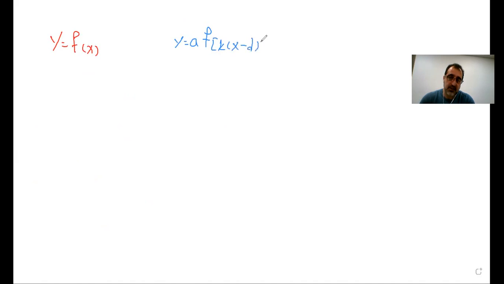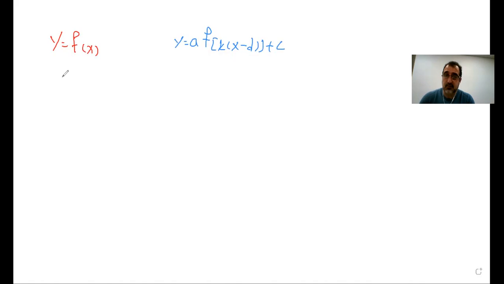When we deal with transformation, usually we have two functions. We have a parent function, y equals f(x), and also we would have a transformed function. The general form for a transformed function is y equals a f(k(x minus d)) plus c. All we need to know as a grade 11 or grade 12 student is how a, k, c, and d can affect a function.